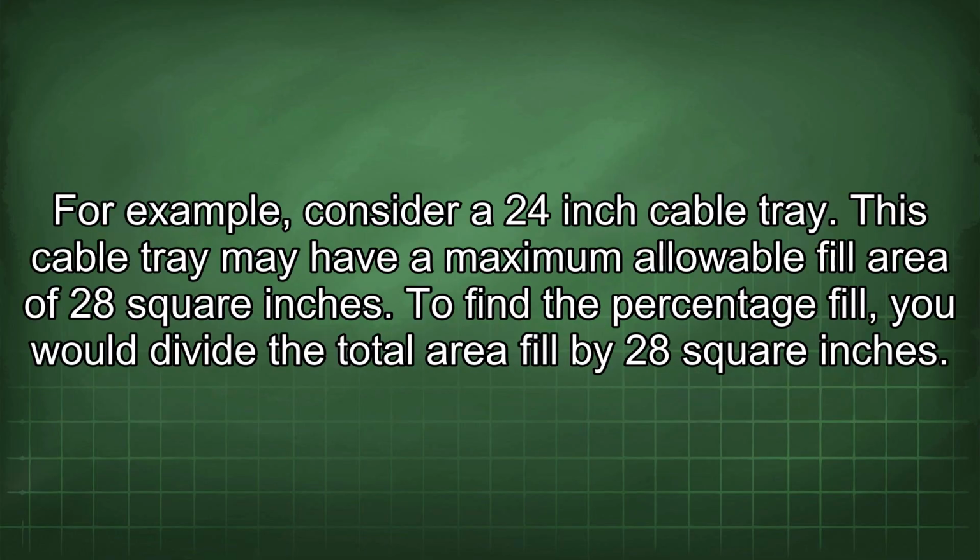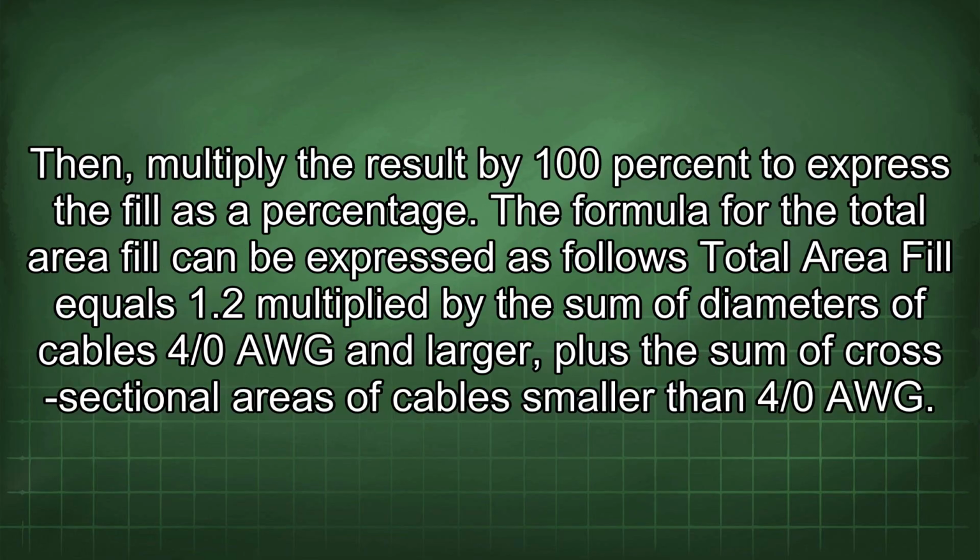For example, consider a 24-inch cable tray. This cable tray may have a maximum allowable fill area of 28 square inches. To find the percentage fill, you would divide the total area filled by 28 square inches. Then, multiply the result by 100% to express the fill as a percentage.